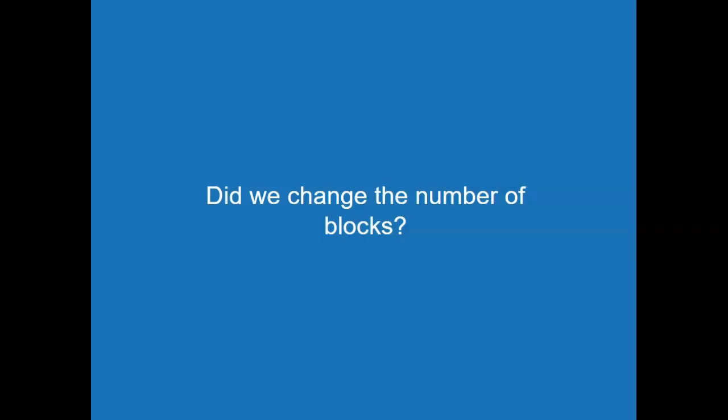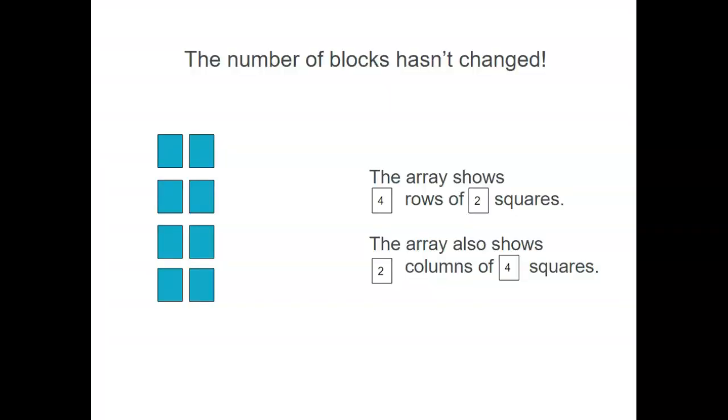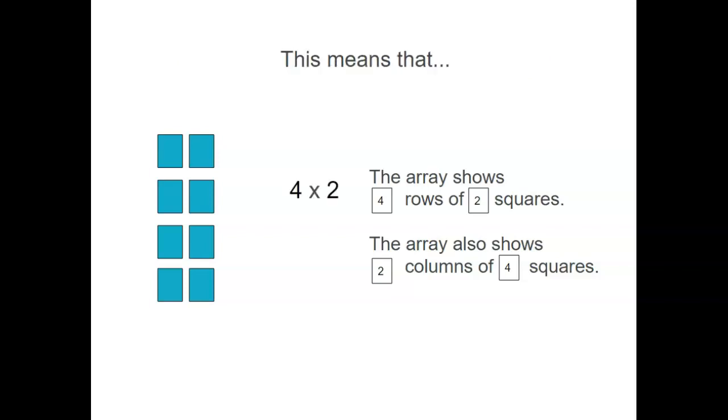Did we change the number of blocks? No, the number of blocks hasn't changed. The only thing that changed was the way that we described it. The array showed 4 rows of 2 squares. That's like having 4 groups of 2 squares, and we can write that using multiplication as 4 times 2.